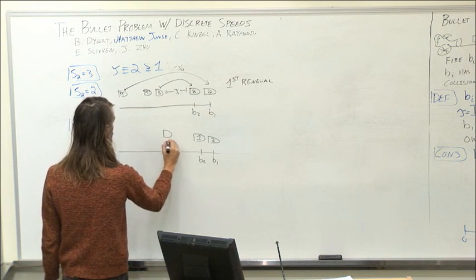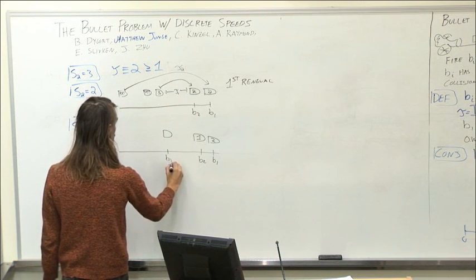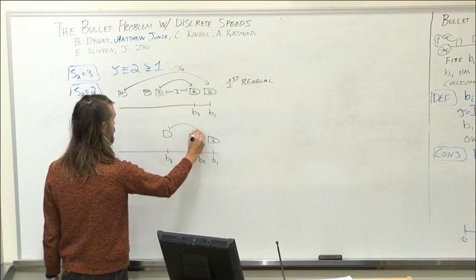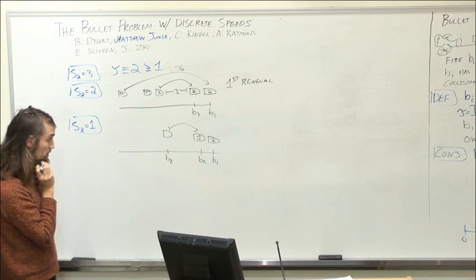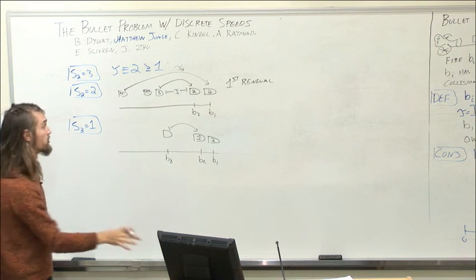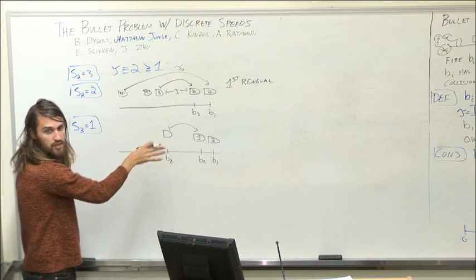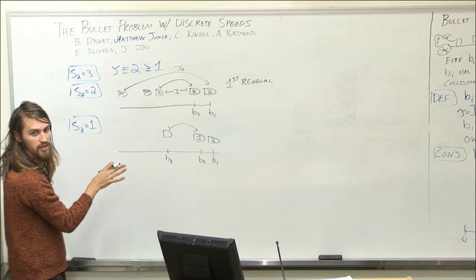So at some point, there's going to be a bullet B gamma that annihilates this. So there's two possibilities. Where here it had to be a speed 3, it could be a speed 3 or a speed 2 bullet that catches it.